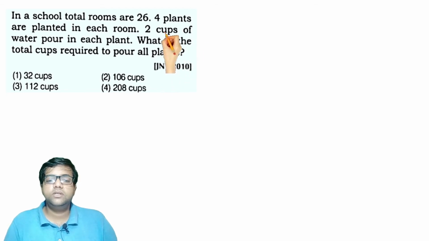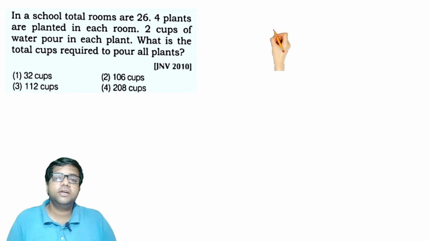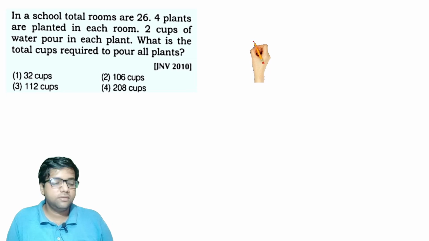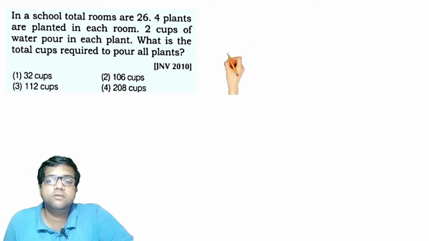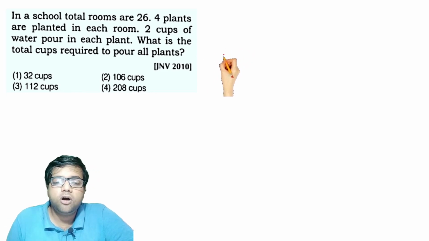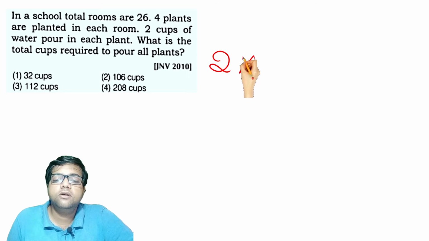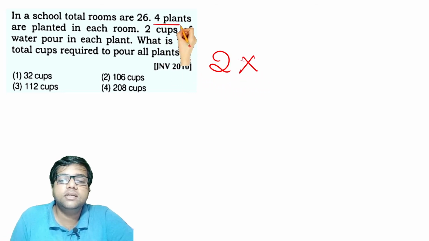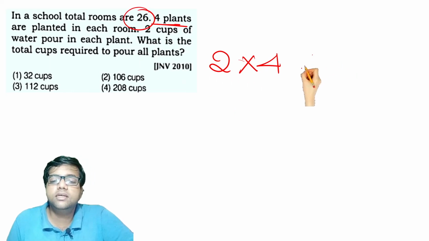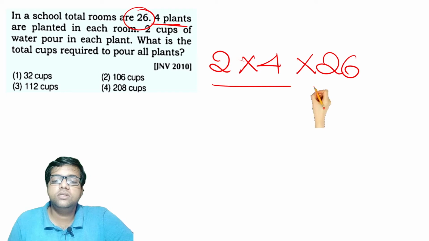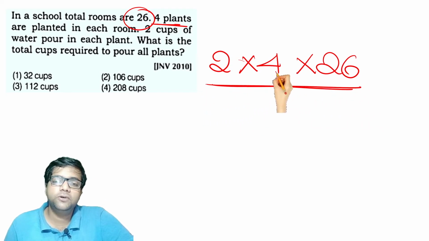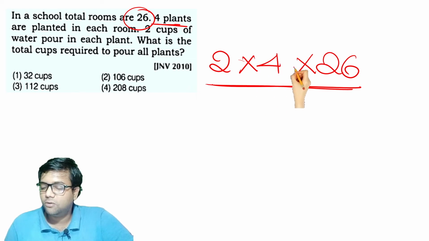Okay. So we need 2 cups in order to pour water into each plant. Okay, so what is the total cups of water which we require for pouring the water for all the plants? So you need how many cups? You need 2 cups for 1 plant. And how many plants are there in each room? There are 4 plants in each room. And how many such rooms are there? There are 26 rooms. This is how you will find how many cups do you need to pour water in order to give water for all the plants.